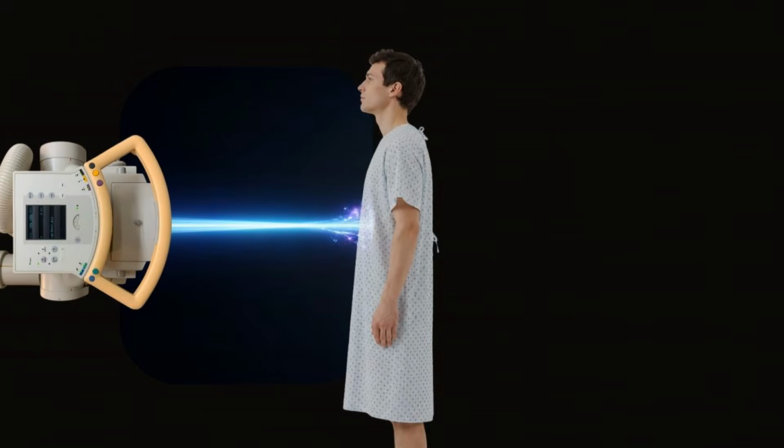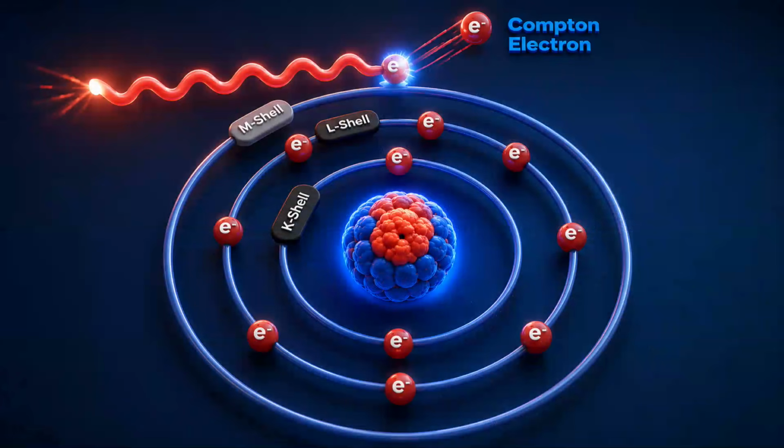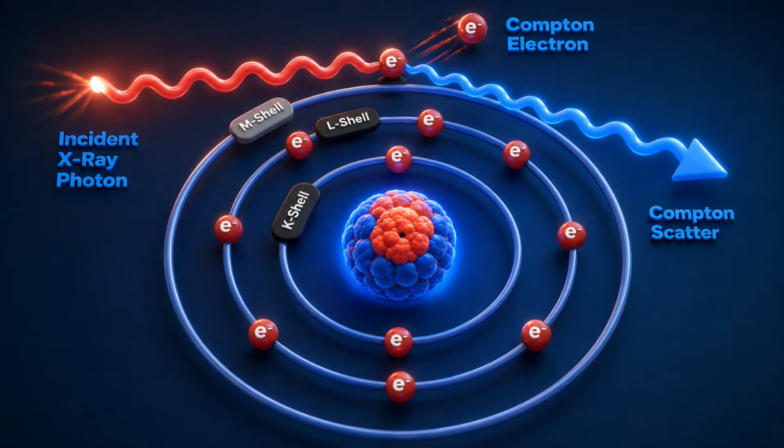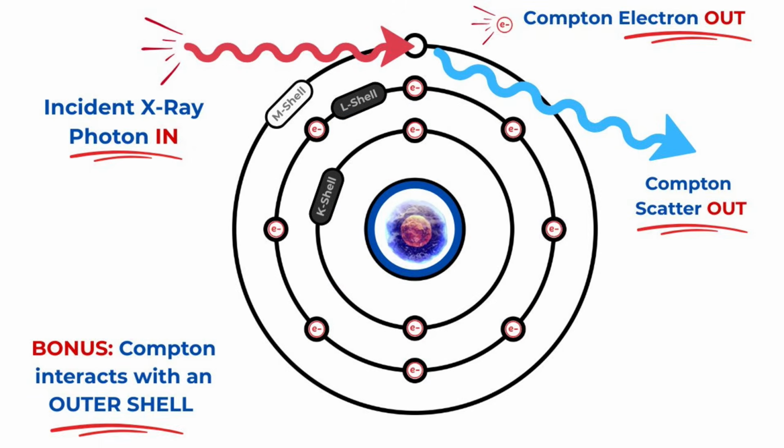An X-ray photon enters the patient's body and interacts with a loosely bound outer shell electron. The photon gives part of its energy to the electron and knocks it out of its orbit. That electron is now called a Compton electron. But unlike the photoelectric effect, the original photon does not disappear. Instead, the remaining energy leaves the atom as a scattered photon. So the simple way to remember Compton scatter is this: photon in, electron, and scattered photon out.